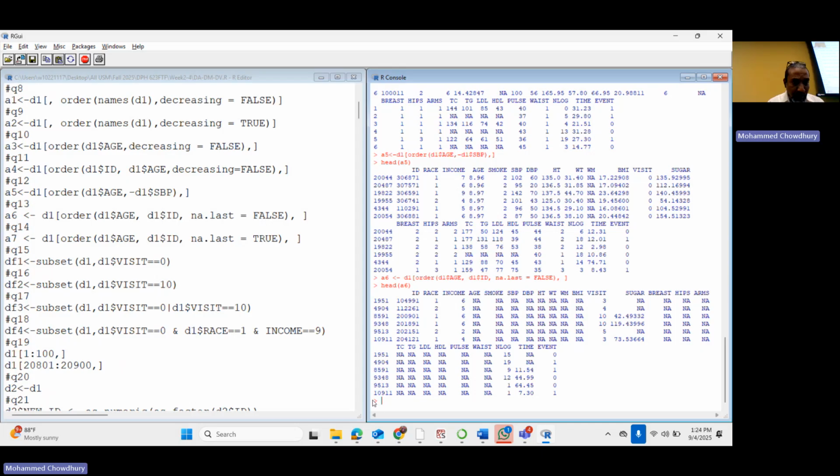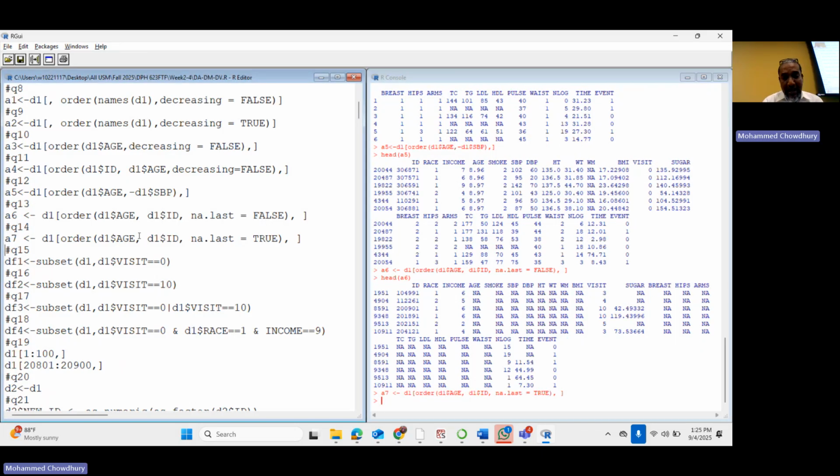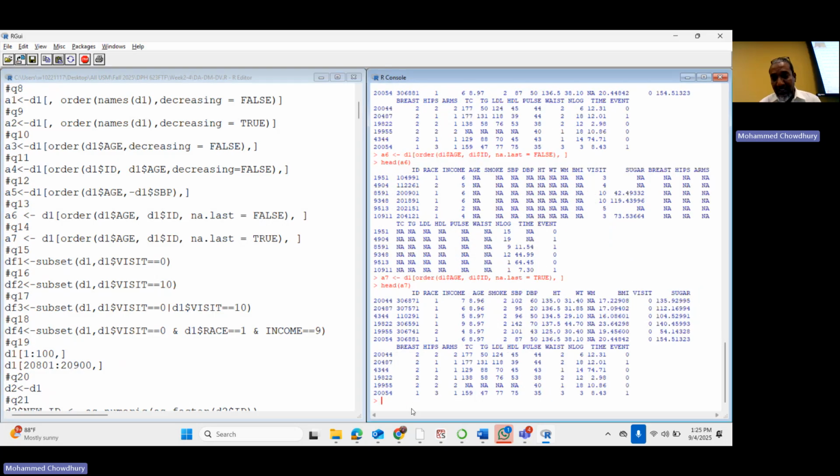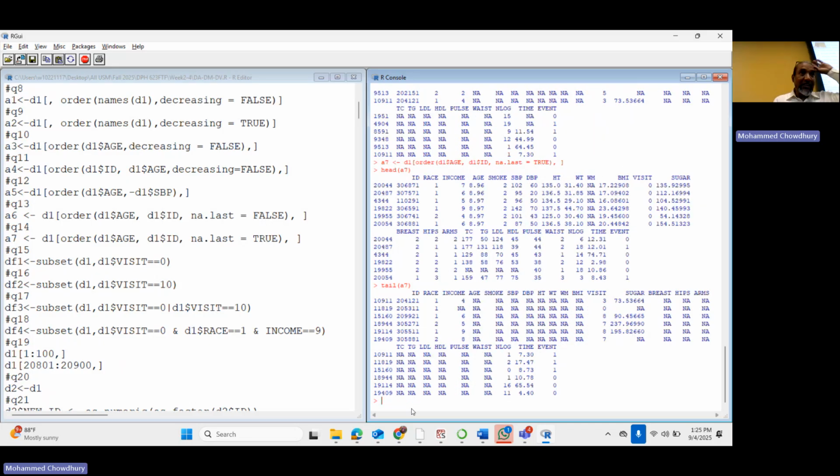And then for problem number 14, if we run it, we will see all the missing values at the last. In such a case, if I use head, you will see nothing, no missing values, only a few. But if I use tail, you will see all the missing values appearing. Are you seeing now? And you understand the difference between head and tail, right? Head means the first 6 rows of the data frame. Tail means the last 6 rows of the data frame.